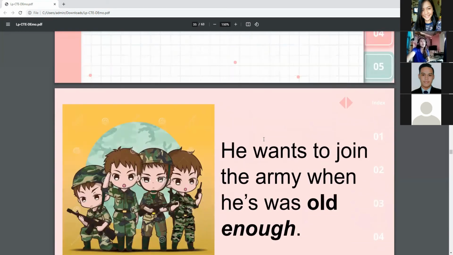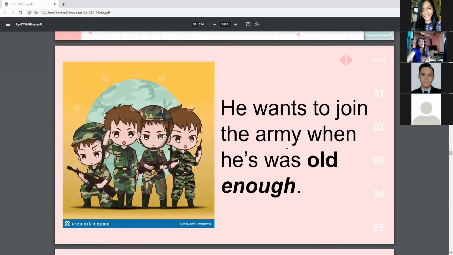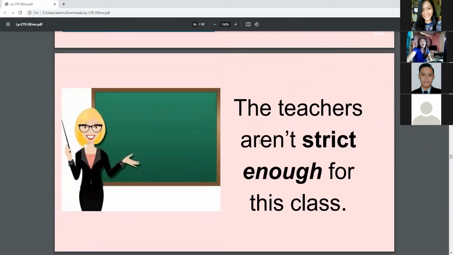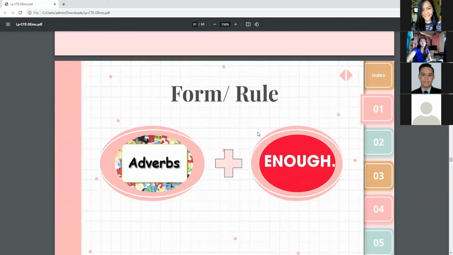What is the adjective in the sentence, Anthony? The adjective in the sentence, ma'am, is old. So old is the adjective. Adjective plus enough. Next. Anthony, will you please read? The teachers aren't strict enough for this class. What is the adjective in this sentence, Anthony? The adjective in the sentence, ma'am, is strict. Very good. So adjective plus enough.